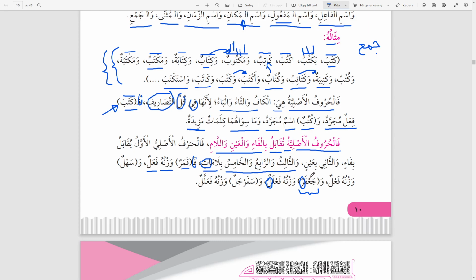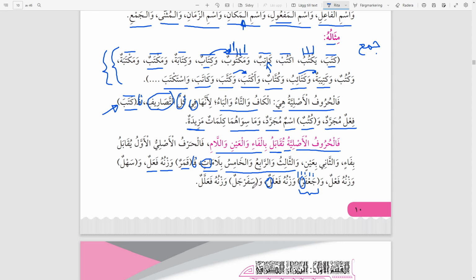So fa, عين, lam, lam, and lam, and khamis as well. So exactly. If there was another letter here, it would also be lam. So here you have two lams. Fa'lalun. So ja'farun is on the wazn of fa'lalun.